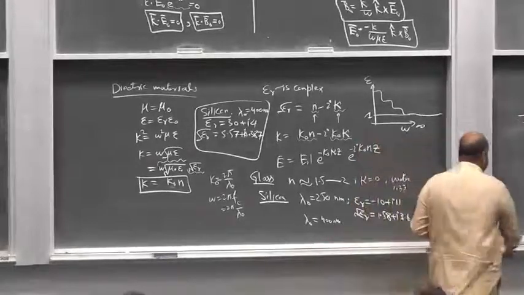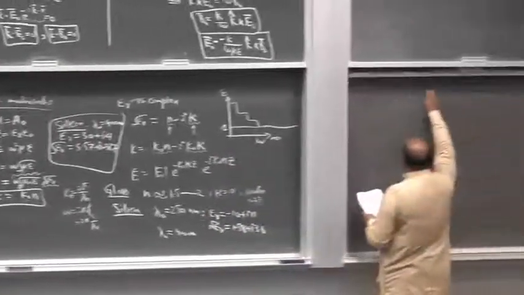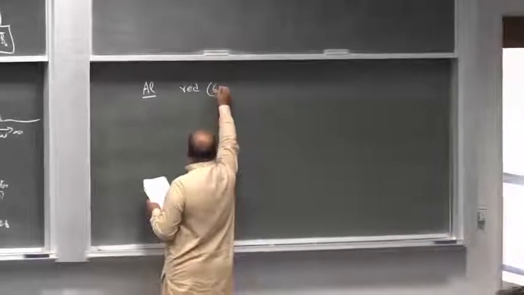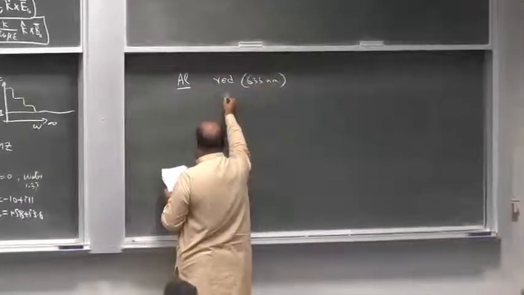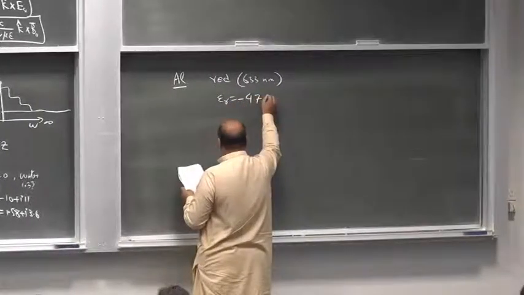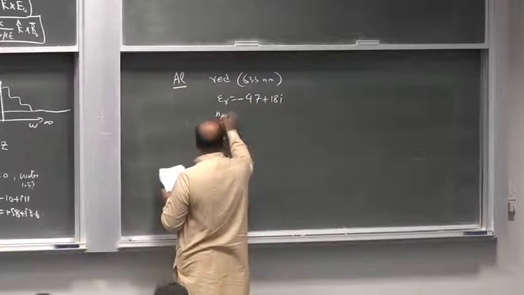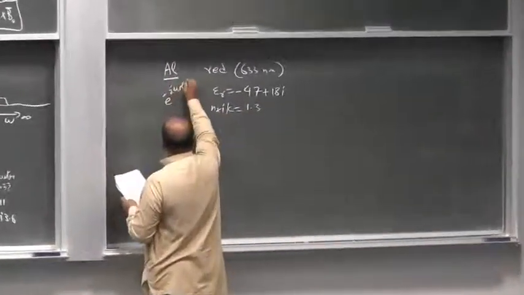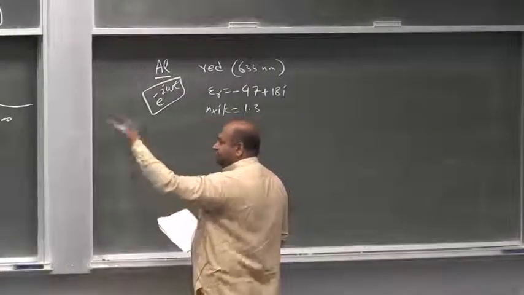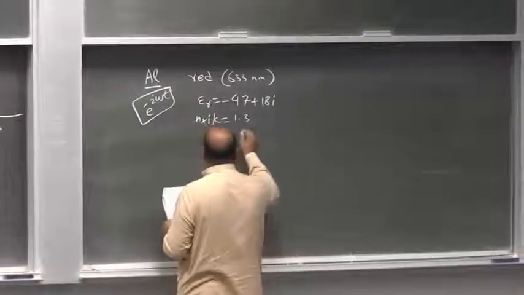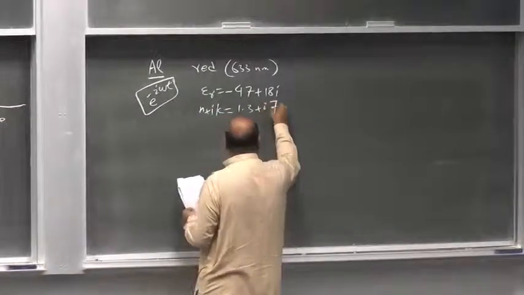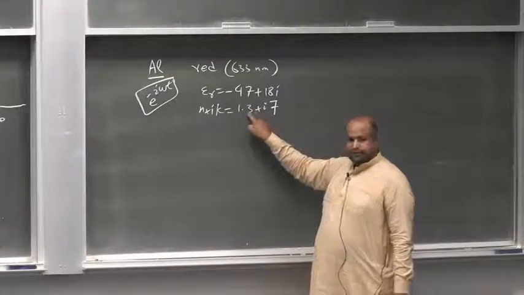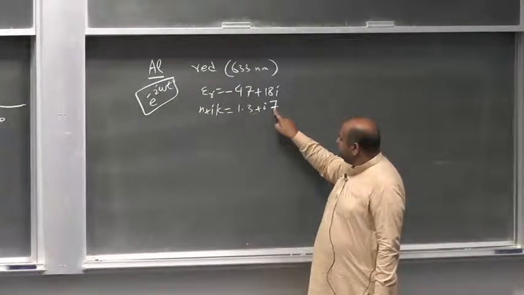Suppose we talk about aluminum. Aluminum for red light at 633 nanometer has a permittivity... I'm sorry, in the notes I have provided these numbers for this time dependence, and the mathematics that we did was for the other time dependence. That's why you see a plus sign here: 1.3 plus iota 7. You see, in this case, the extinction coefficient is much higher than n. So this wave would decay away very rapidly.